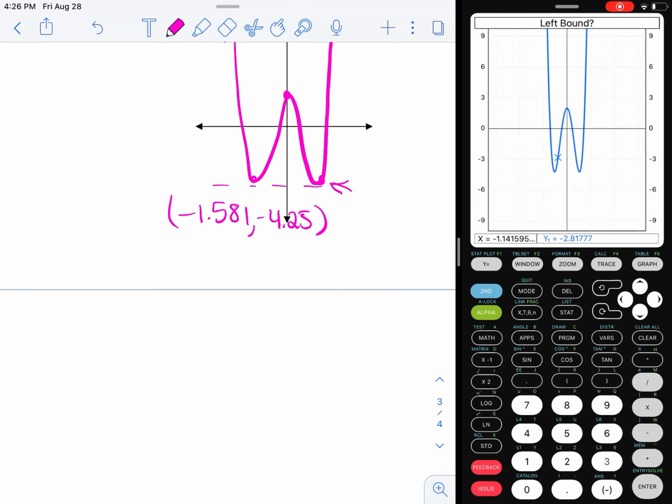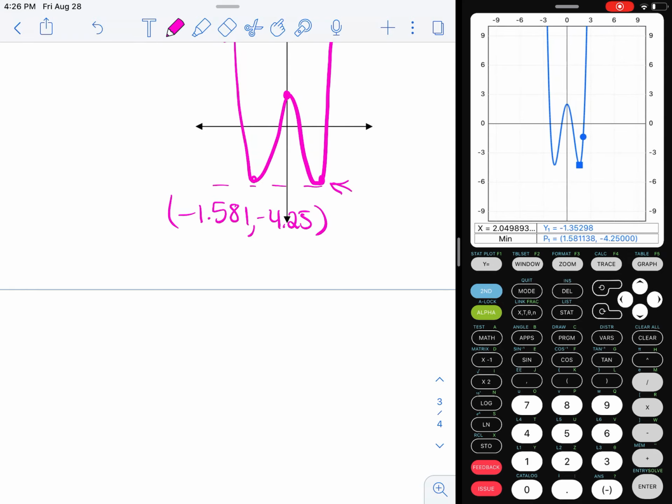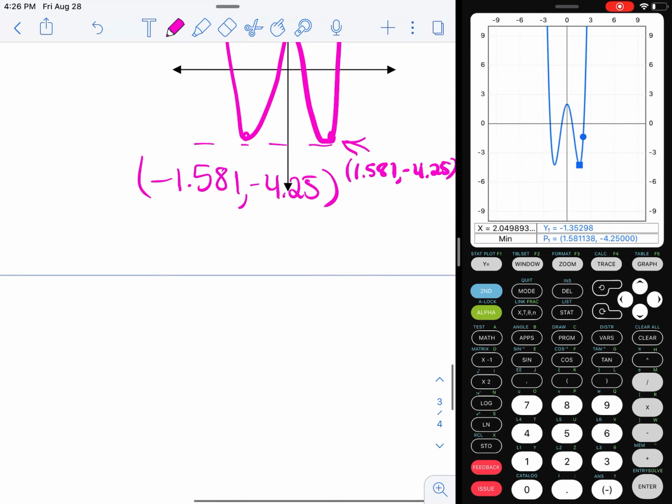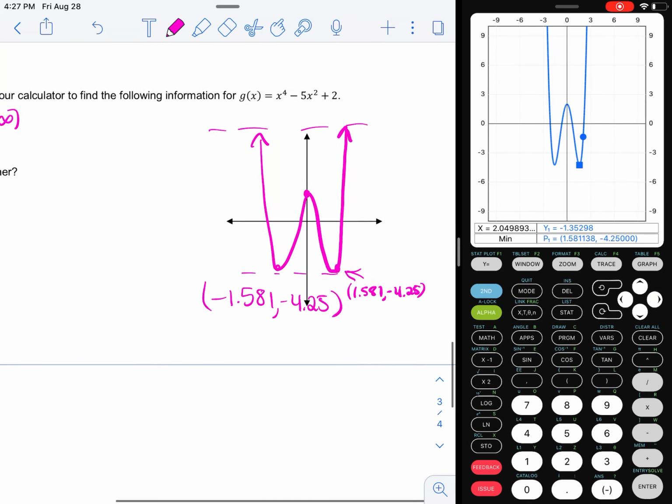Second trace. Option number 3 is minimum. You want the arrow to get closer to this one. So now it's to the left, and because it's asking you at the top for a left bound, hit enter. It's asking you for a point to the right. So here's a point to the right, hit enter. And then if you have a regular graphing calculator, hit enter one more time. But the other minimum is 1.581, negative 4.25. Shocking, I know. It's symmetric. That's why those two look exactly the same.